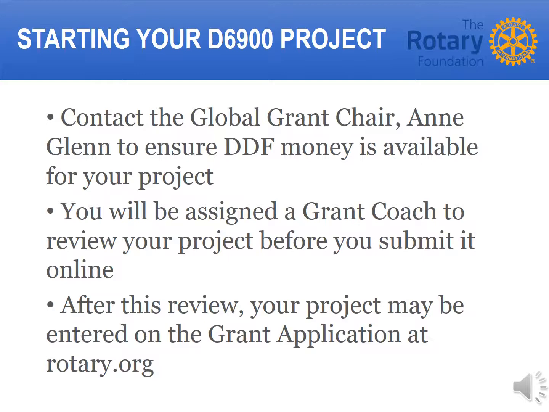Now that you've found your project and your partners, this is how you get your global grant started in District 6900. Step 1 is to contact the Global Grant Chair, Ann Glenn, to ensure that the district money is available to match your funding. District money for global grants comes from DDF, District Designated Funds. It's a finite pot of money, so you want to make sure that the funds are held for your project.